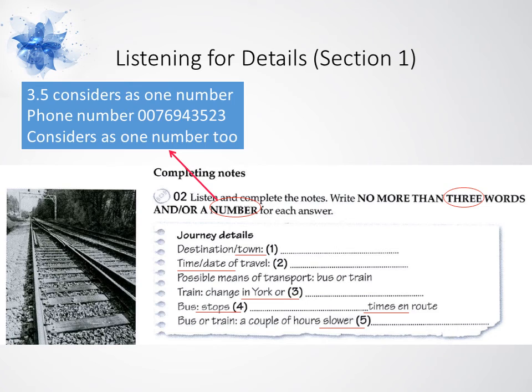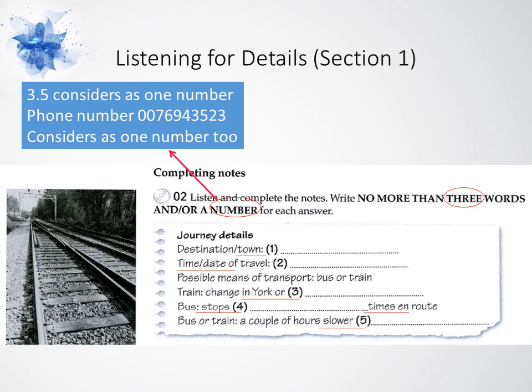So in this case, we have a title as well, journey details. So usually in journey details, you need to mention the city, the destination, how long it takes, how much it costs, and how many stops there are, and so on. For example, number 3, you can guess, you can predict that that's probably the name of a place. For example, the train changes in York, or then you see, so you have two, let's say, 2 places to stop. And number 4, stops times on road.